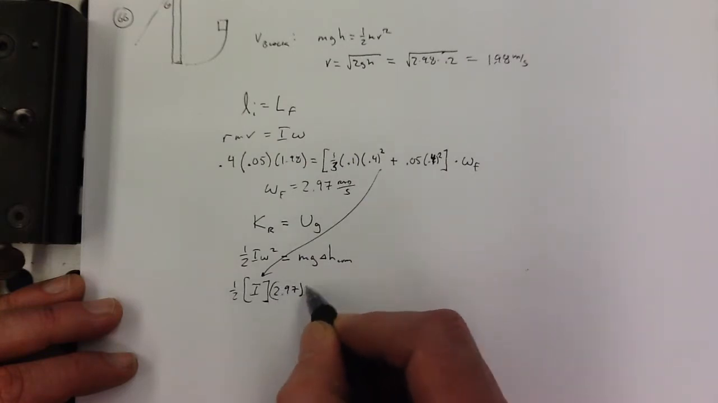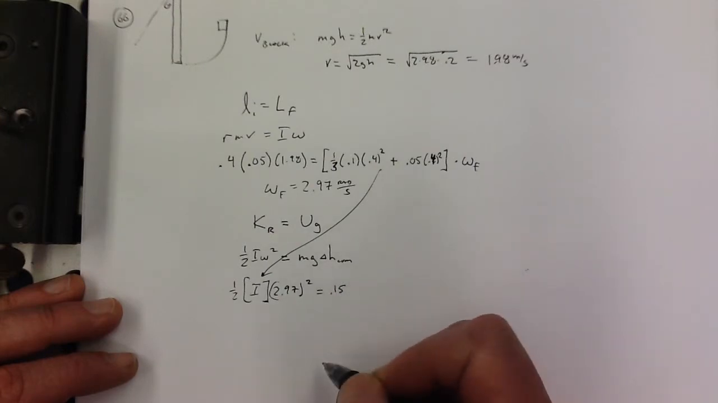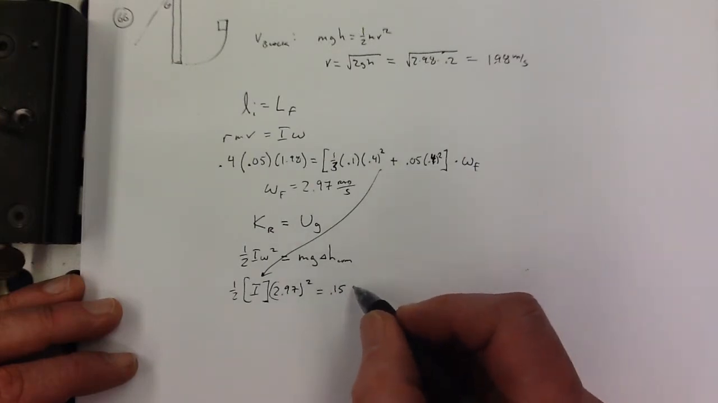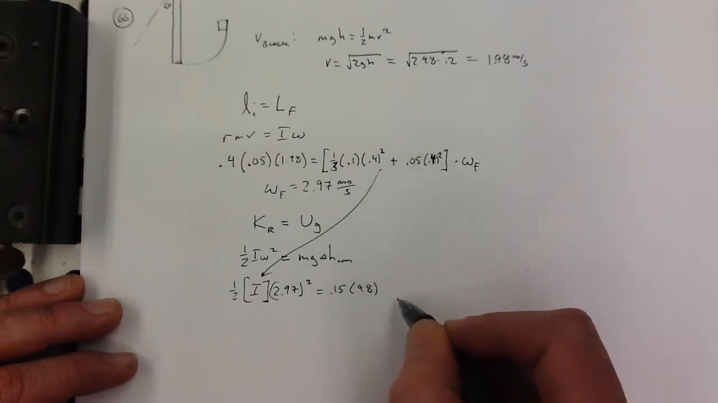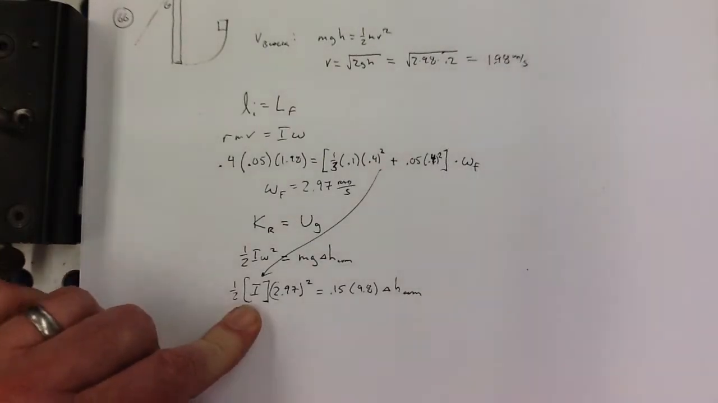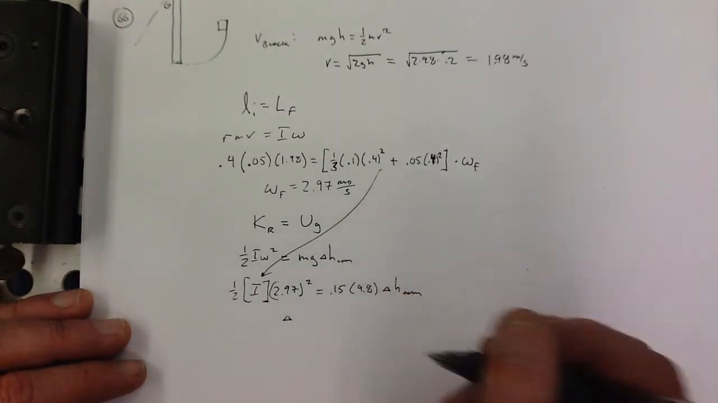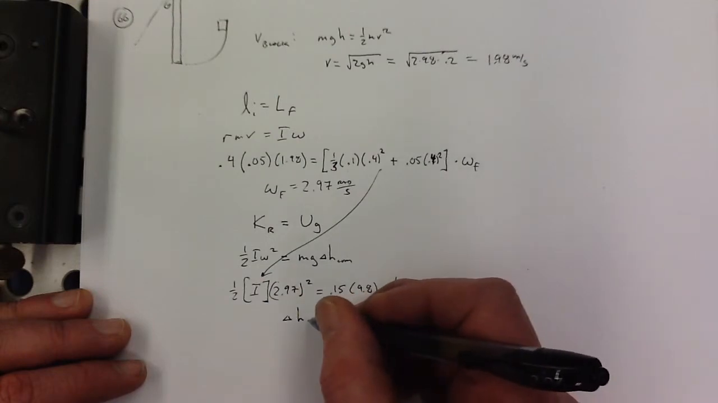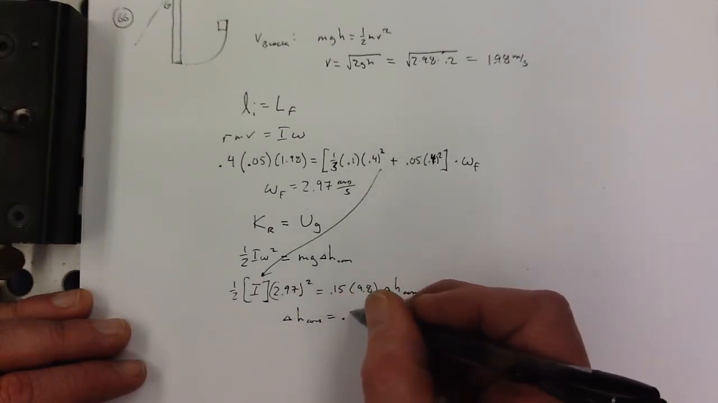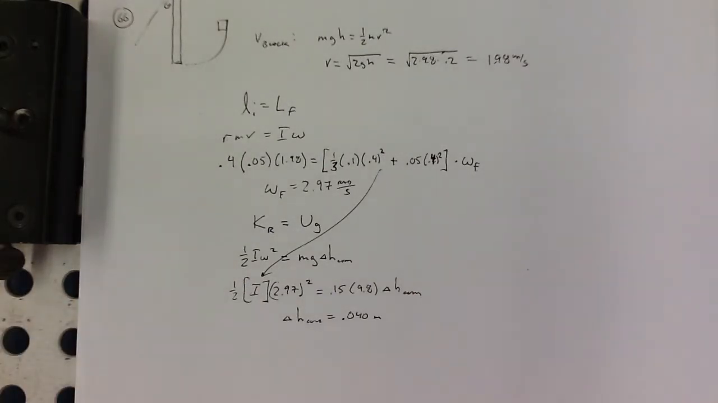2.97 squared is equal to m is 0.15, that's the mass of the whole thing, g times the change in height of the center of mass. And I believe I'm going to save you the trouble here. I'll remember, because we did this in class, that the delta H of the center of mass comes out to be 0.040 meters. Okay, that is the change in height of the center of mass.